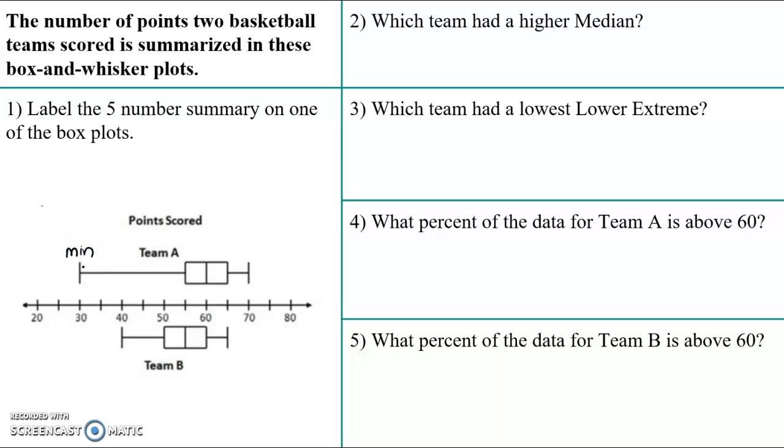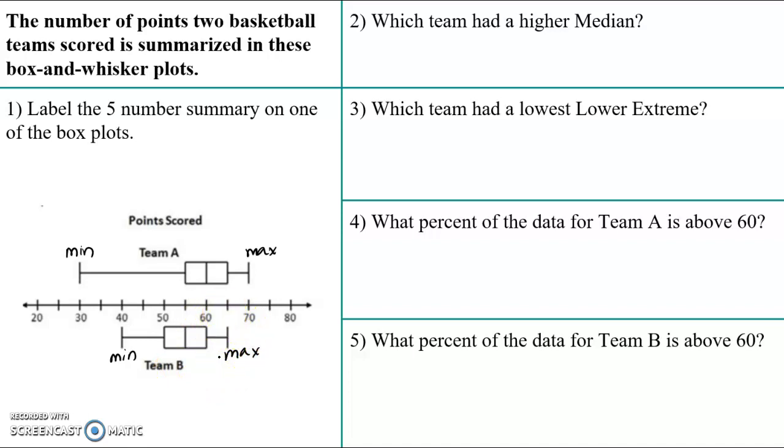In order to create the box plots, you had to know the minimum because that's what you put right here. What this graph is showing is the points scored for 2 basketball teams. So Team A's minimum points scored is 30. Team B's minimum points scored looks like it's 40. Another number you're going to use in the 5-number summary is the maximum, and that's going to be the highest point on our whiskers. So Team A made 70 points for the most points, while Team B, since it's right between 60 and 70, it looks like they made 65.